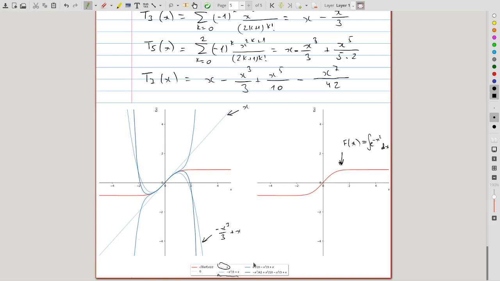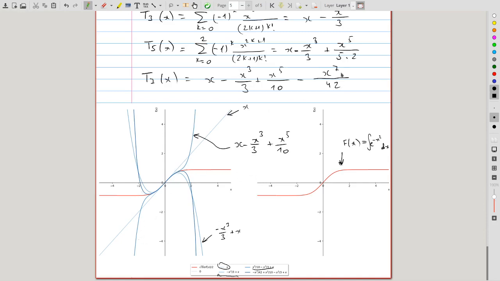Then we have the fifth degree polynomial, which we obtained right here. So that's x minus x cubed over 3 plus x to the 5th over 10, exactly as we have over here. And it's this darker colored graph over here. And so it approximates the red graph even better.